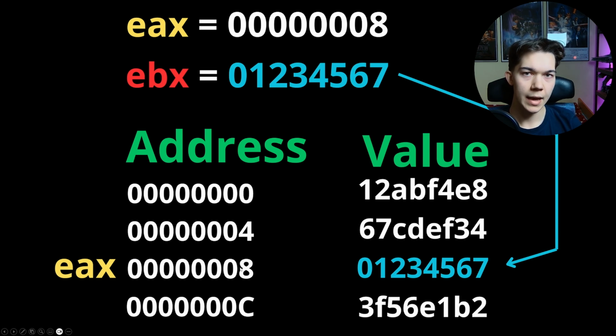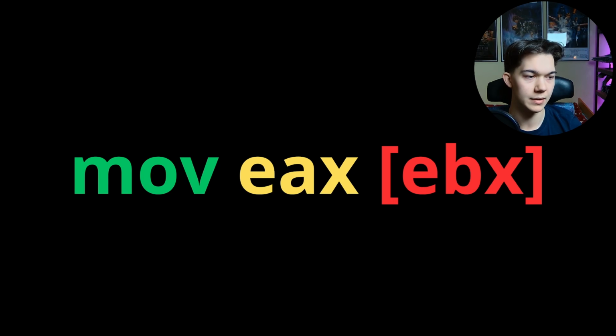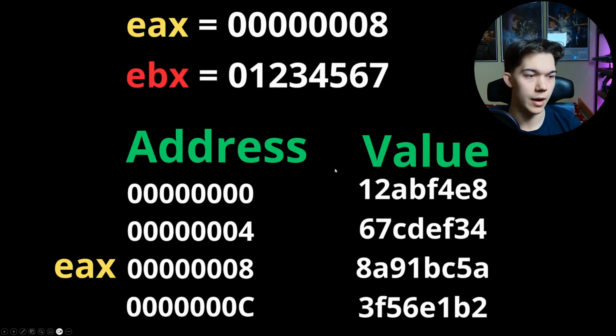So EAX has an address. We say move EAX EBX. So it is like saying move the value from EBX to the address specified by EAX. Okay, so this is basically a reverse of this. So I hope this is clear.